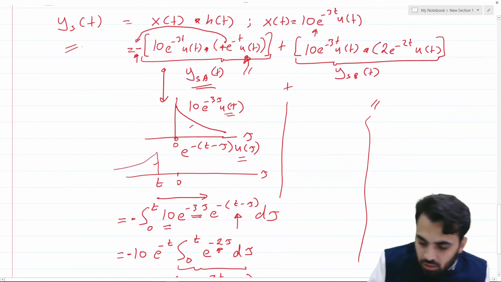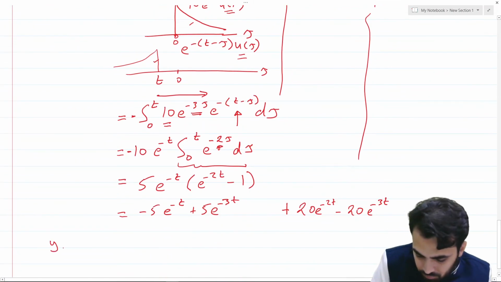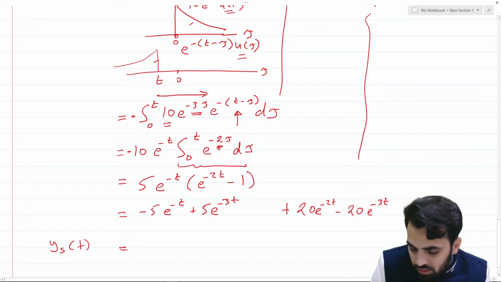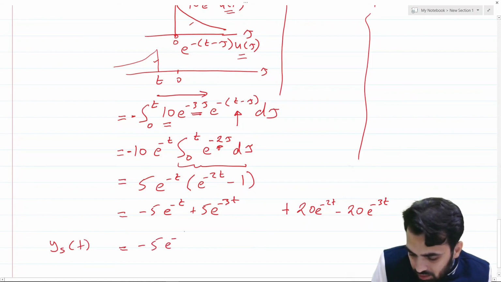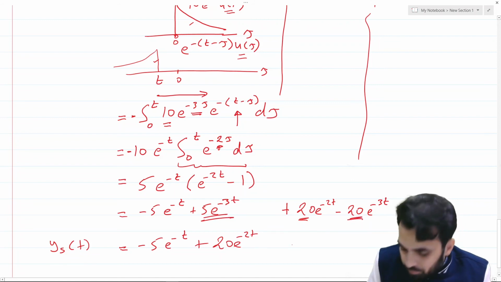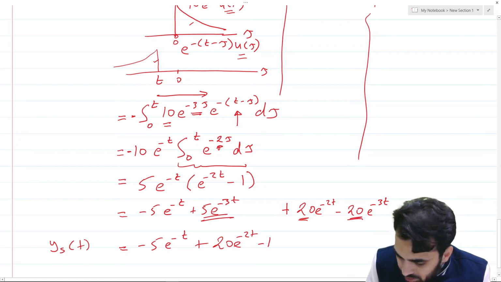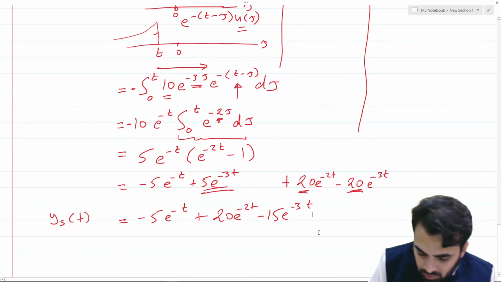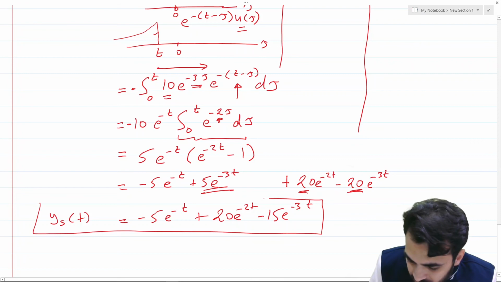So y_s(t) is simply -5e^(-t) + 20e^(-2t) - 15e^(-3t). So this is our zero state response.